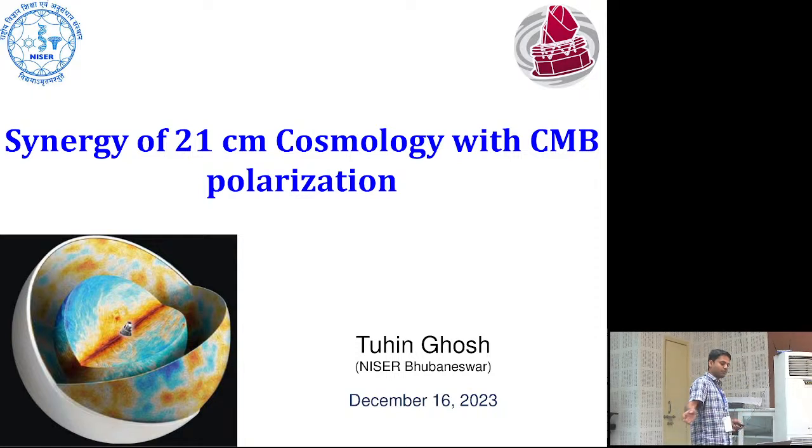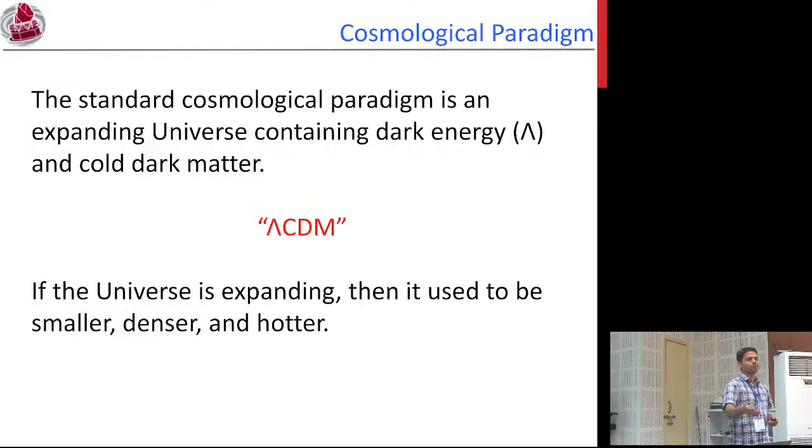Let's go through the basics, which you know, but it's useful to revise. We are in the standard cosmological paradigm where the universe is expanding. It's also accelerating, and it has two major components, dark energy and cold dark matter. That's why we have the lambda CDM model. If it is expanding, it means that when we go back in time, it becomes smaller, denser, and hotter. The temperature goes inversely proportional to the scale factor, so going back in time, the temperature of the universe becomes higher and higher.